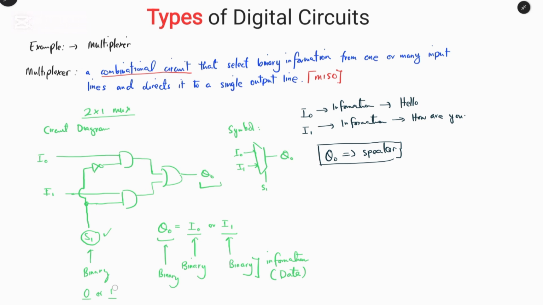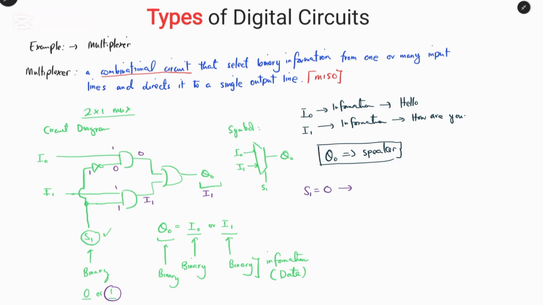Now let us see if the select line is 1. That means 1 will appear at the input of the second AND gate, and 1 will appear at the input of the NOT gate, and the output will be 0. So if we have information 1 at the first AND gate, the output will be 0. And it will only allow the information I1 to pass through the output. So we can have I1 at the output of the second AND gate, and I1 will be the output of the entire multiplexer circuit.